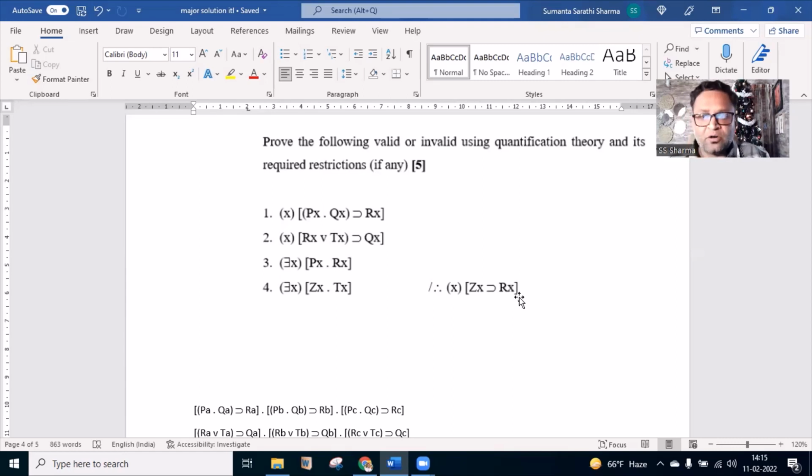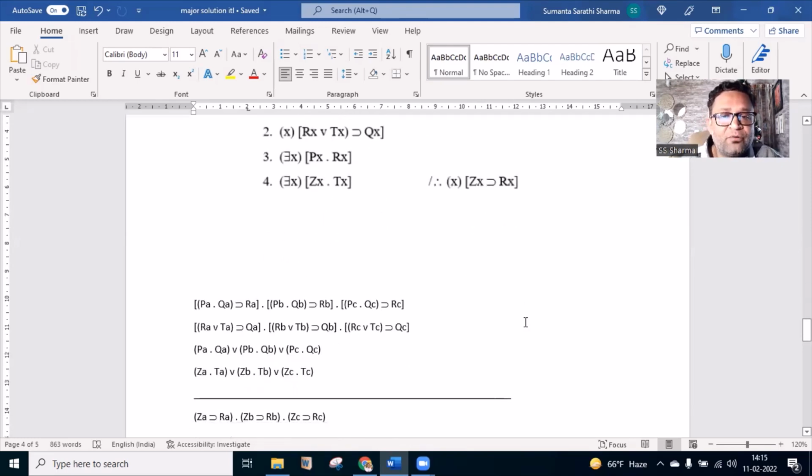So we rethought on this question and thought that, okay, let us try to prove it invalid. Whether we can prove it invalid. If we can prove it invalid, definitely then there is no way in which it will be valid. So here is the way in which you can prove this question to be invalid.